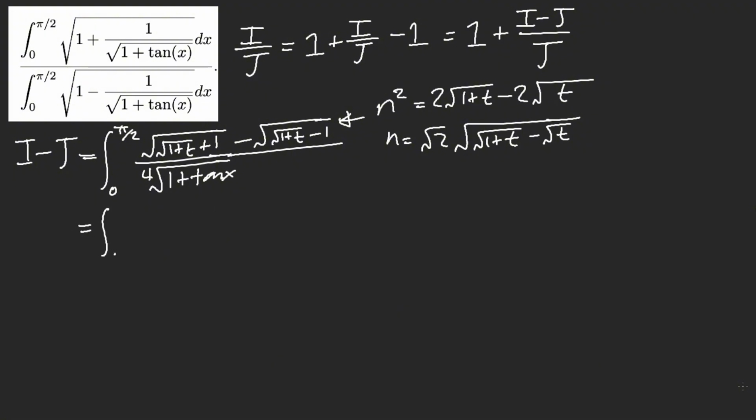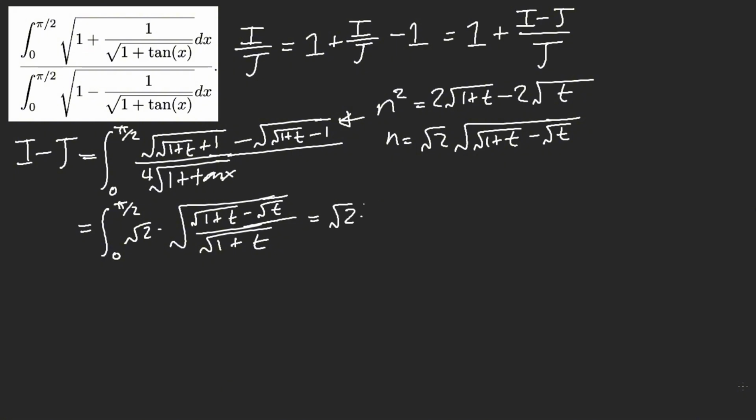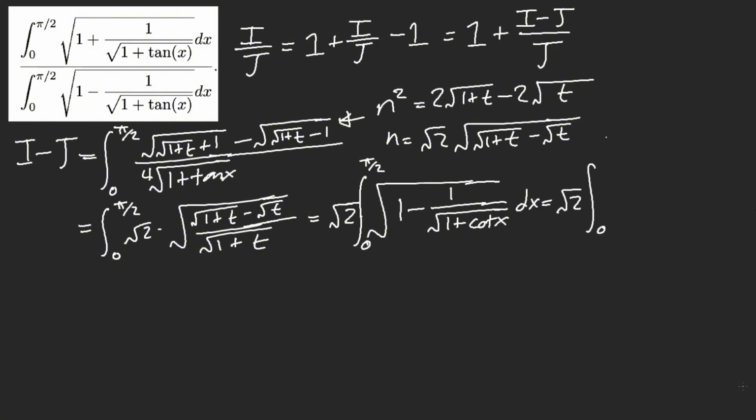And so now this is equal to pi over 2 of root 2 times the fourth root of 1 plus t, and then we have 1 plus t minus t. But wait a minute. Look at this. This is root 2 times 1 minus 1 plus cotangent of x, right? However, by Queen's rule, let u equal pi over 2 minus x.